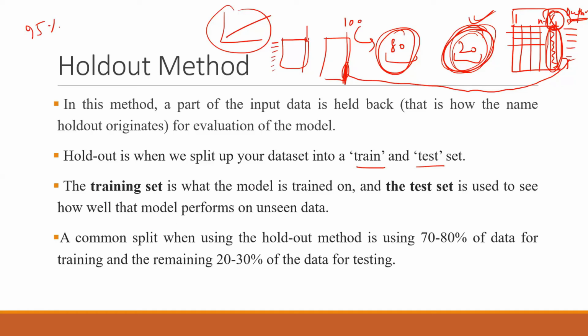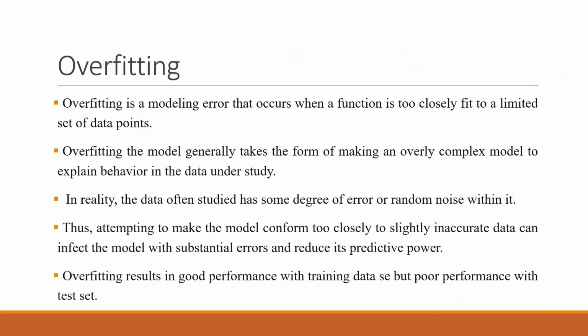So the training set is what the model is trained on, and the test set is used to see how well the model is performing on unseen data. A common split is, you can hold out using this method, maybe 70-30 partitioning, or maybe 80-20 partitioning. So you can keep the training data set as 70%, testing as 30%, 80-20 भी आप रख सकते हो. So these are the common holdout splits. This is how we do holdout method based supervised model training.